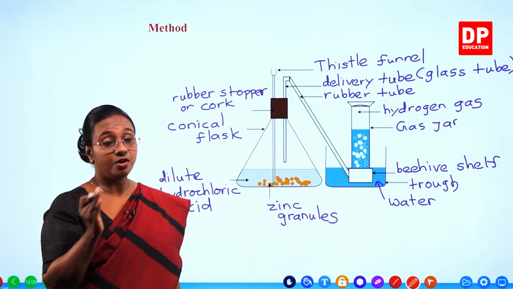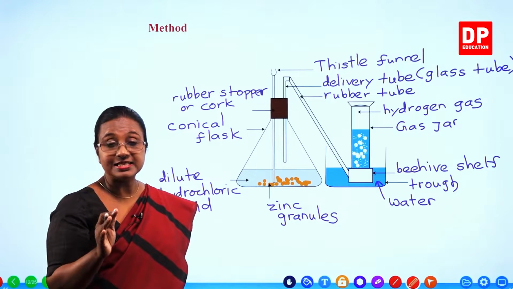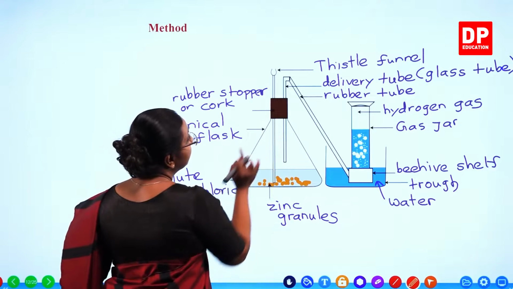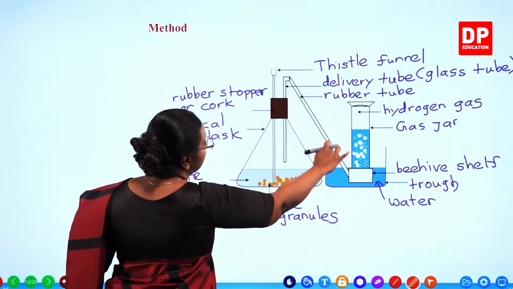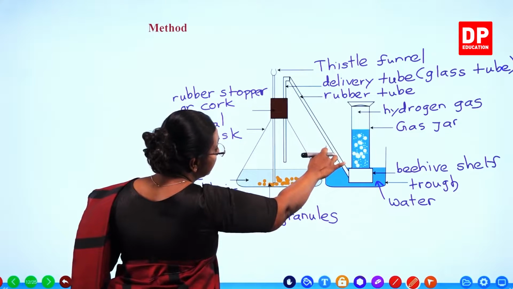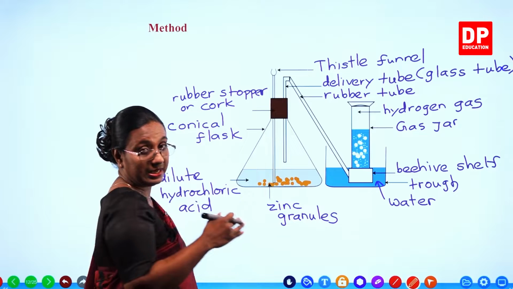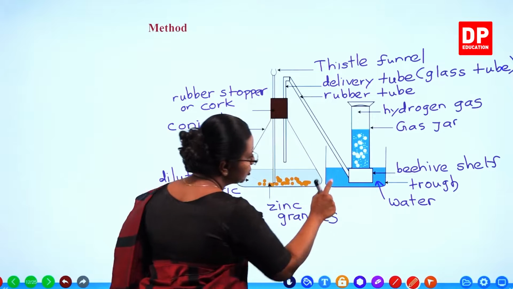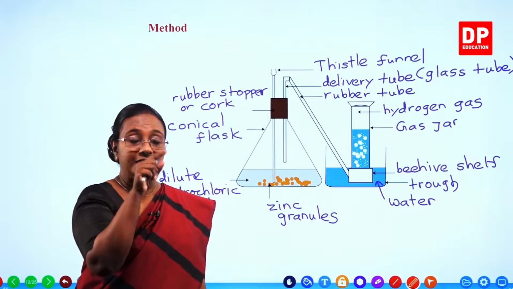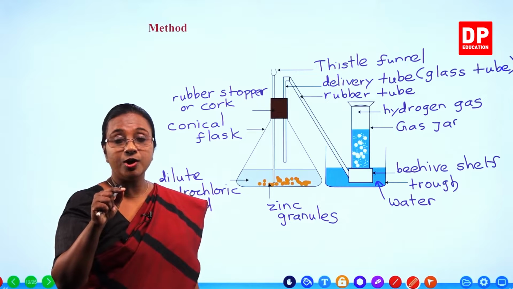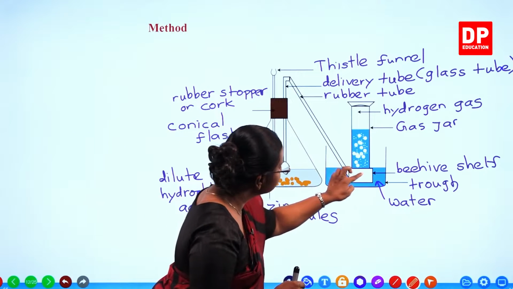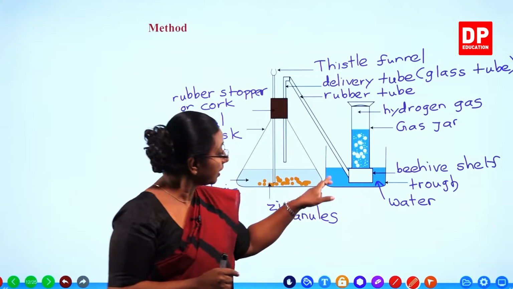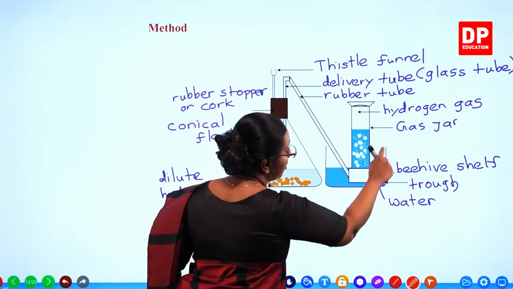And as we discussed, hydrogen is less dense than air. So what will happen? It will always move upwards. It will enter into this delivery tube, and through this it will be delivered through the rubber tube. So here we use a rubber tube so that it is flexible. And here, this is the beehive shelf. Like I showed you all, there is a hole, an opening like a circular opening or a half circular opening on the side. Through that we can send this delivery tube, the rubber tube. So it's easy. Then we have the trough with water.